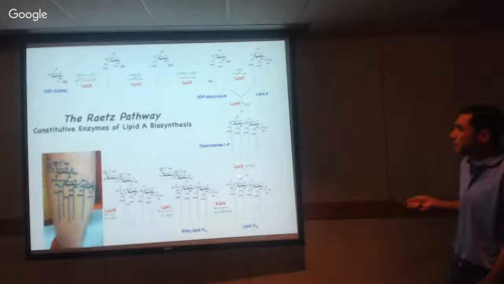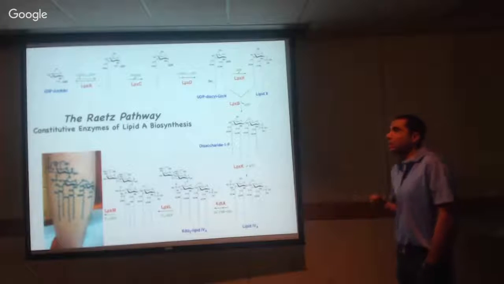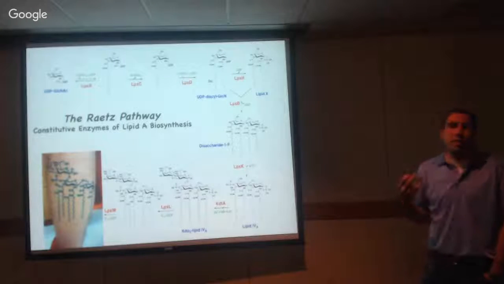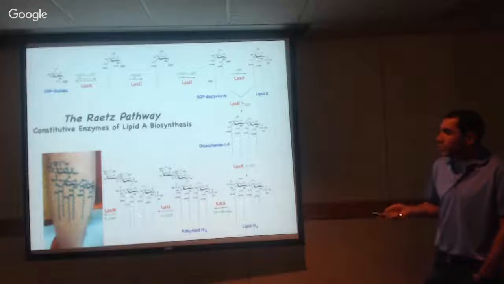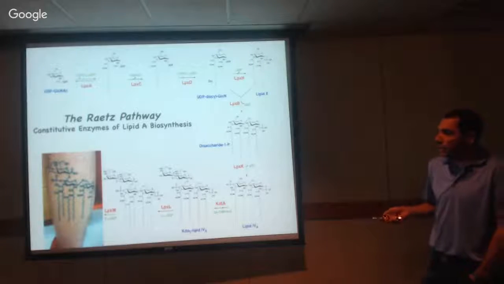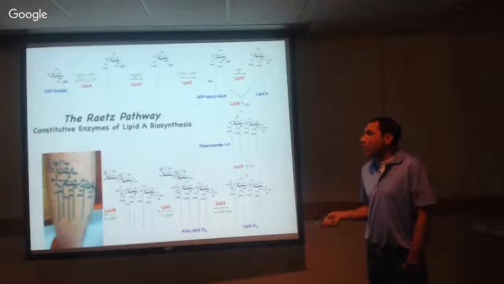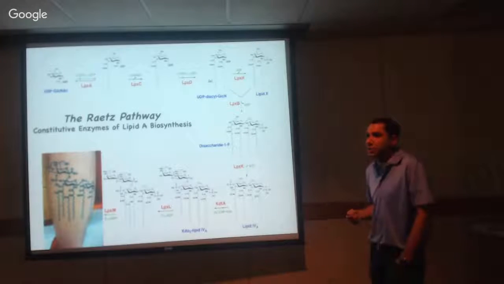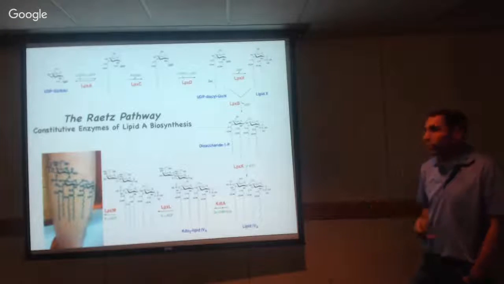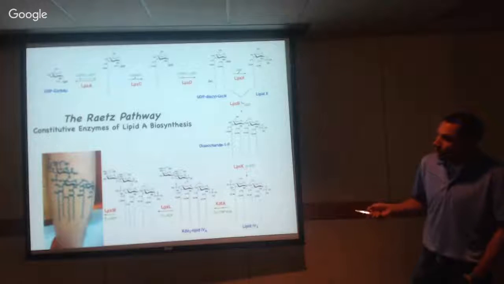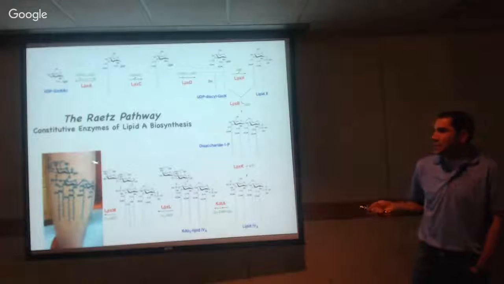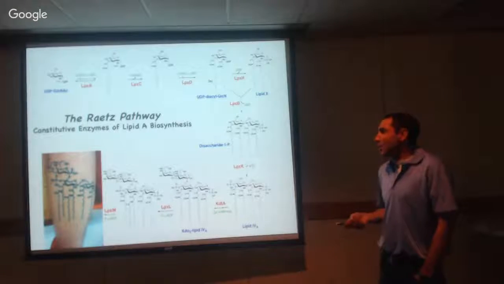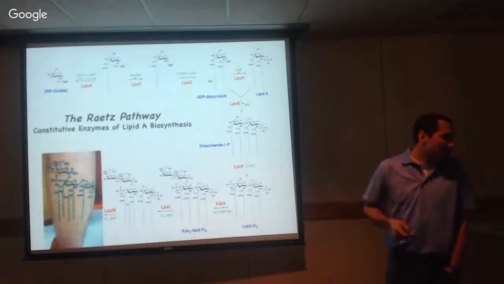The first 7 enzymatic steps of this pathway are absolutely essential for survival of gram-negative bacteria. The last 2 enzymatic steps, the LpxL and LpxM steps, are responsible for acyl chain addition, and these vary a little bit between gram-negative organisms. This is a student in the lab a couple years ago, Tommy. He loved lipid A so much that he decided to tattoo it on the back of his leg.